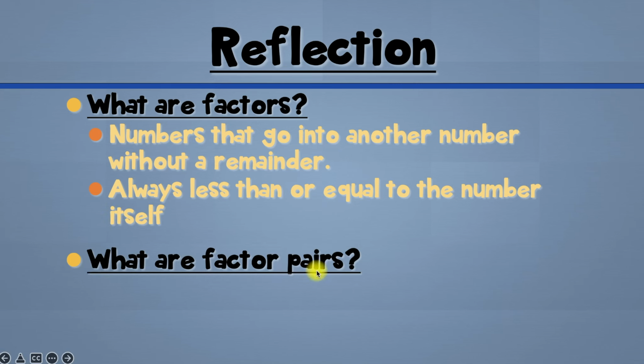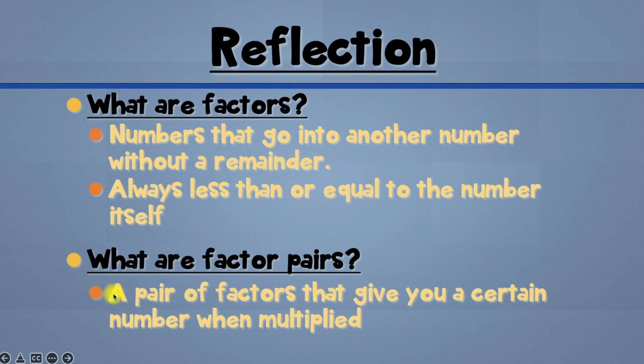And what are factor pairs? Well, factor pairs are a pair of factors that give you a certain number when multiplied. For example, if we had the number 100, a factor pair of 100 is 1 times 100, because those two factors, 1 and 100, when multiplied, give you 100.